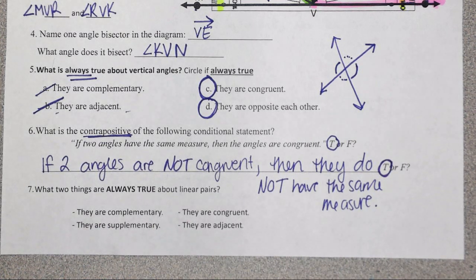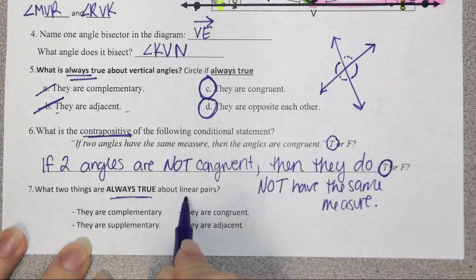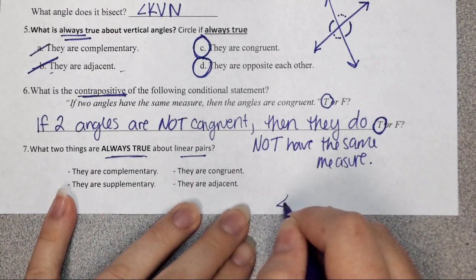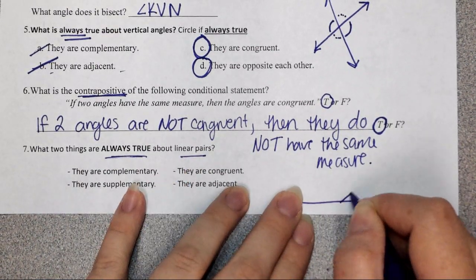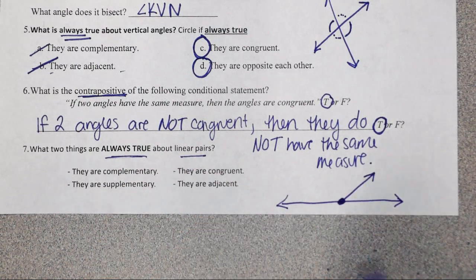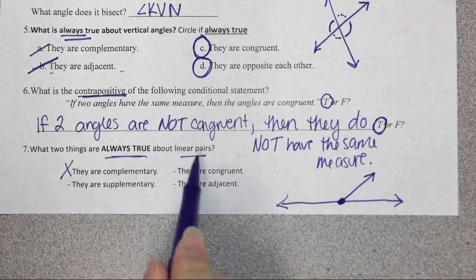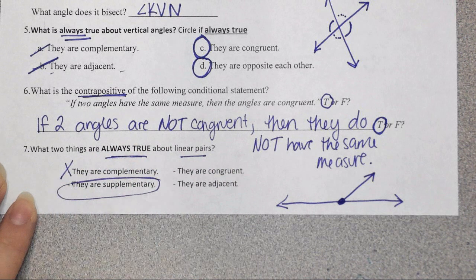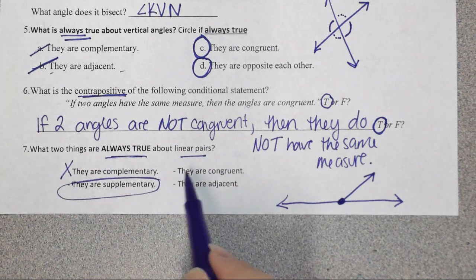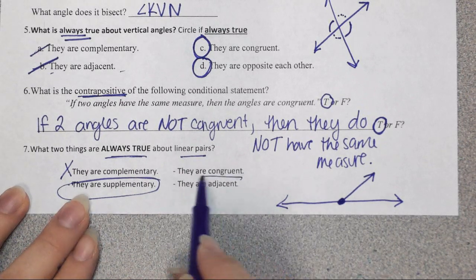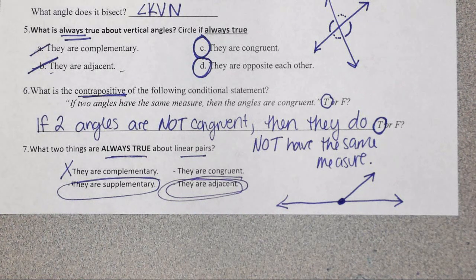Okay. What two things are always true about linear pairs? So linear pairs are angles that are adjacent to each other and they form a line. Okay, so they can look like this. They are complementary. No. Actually, they're the opposite of that. Adjacent angles are always supplementary, not complementary. They are congruent. Not always. They can be, but they're not always going to be. But they are always adjacent to each other. They're always going to be right next to each other and form a line.